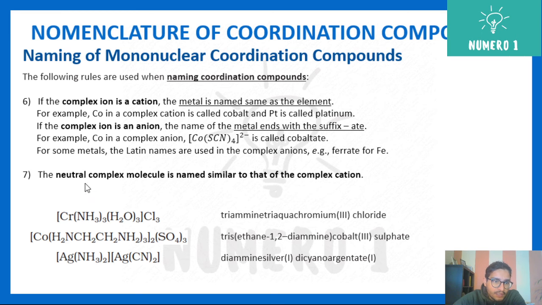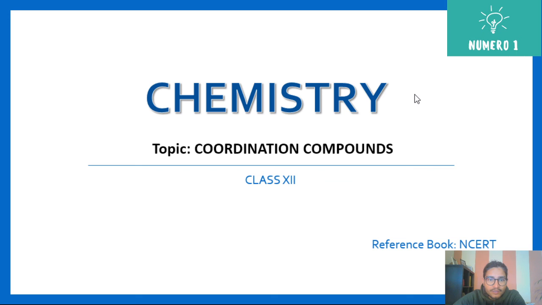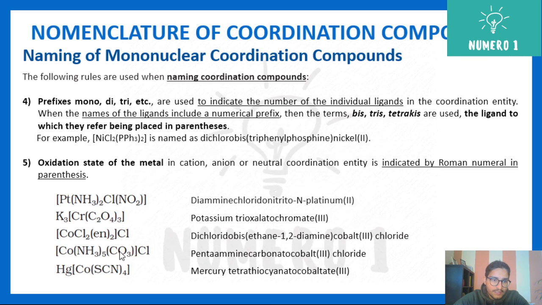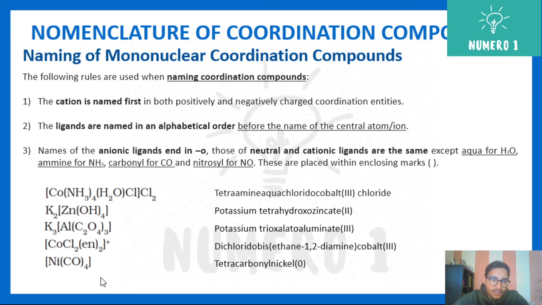And the seventh point, a neutral complex molecule is named similarly to a complex cation. If the entire coordination entity or molecule is neutral, it will be the same as the cation, meaning you write the name of the element, and that's it. So these are the rules. Please go through them, and I would recommend solving all these examples, pausing the video and trying to answer them.